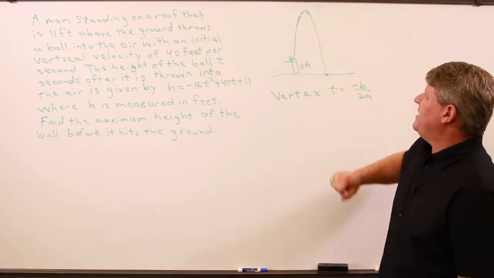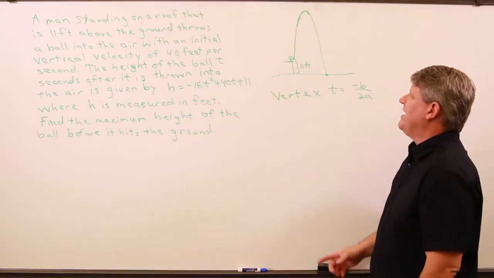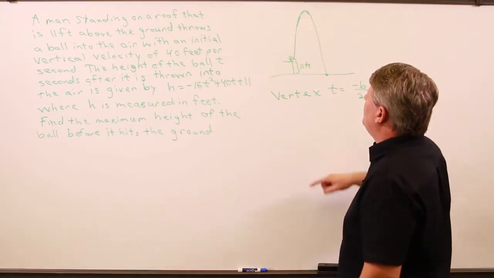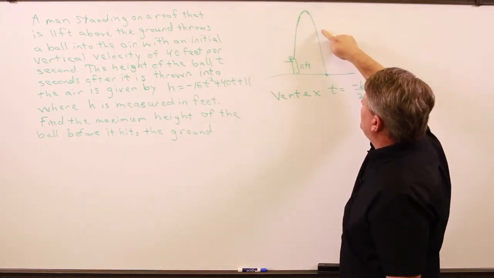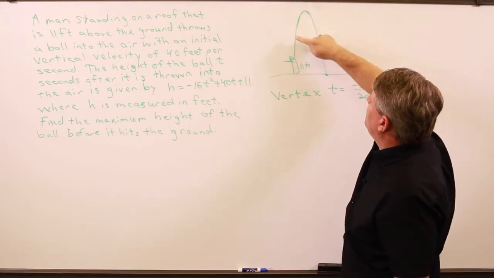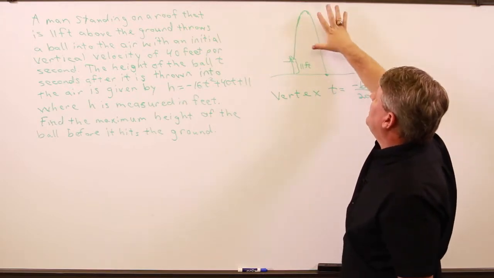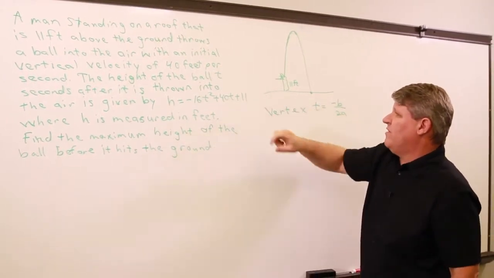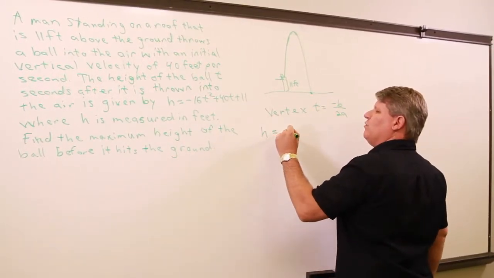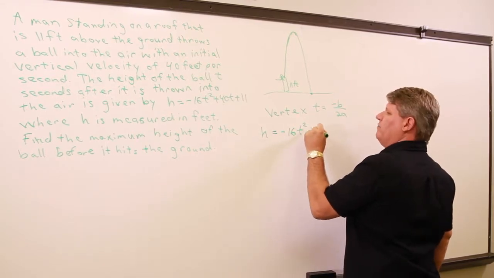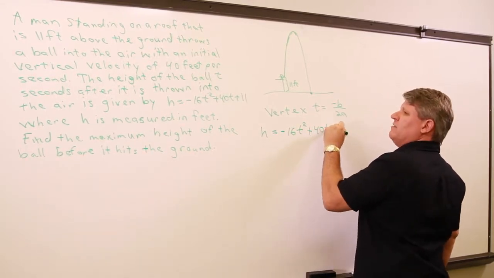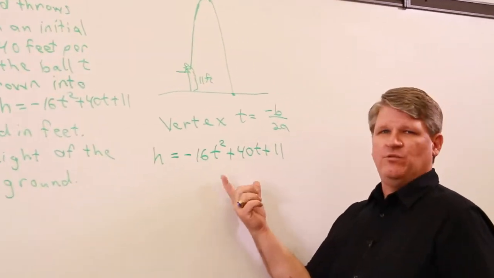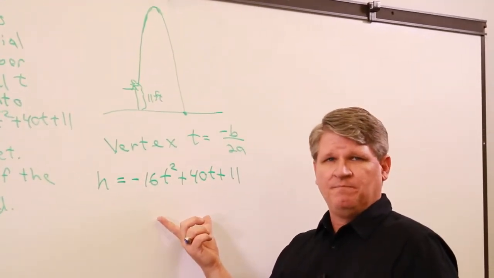Now notice I've made a simple diagram of the man standing on the building and throwing the ball into the air. If you'll notice the projectile motion, it looks like an upside down parabola. And in fact, the function itself, h equals negative 16t squared plus 40t plus 11, is an equation that if you graphed it would give you an upside down parabola.